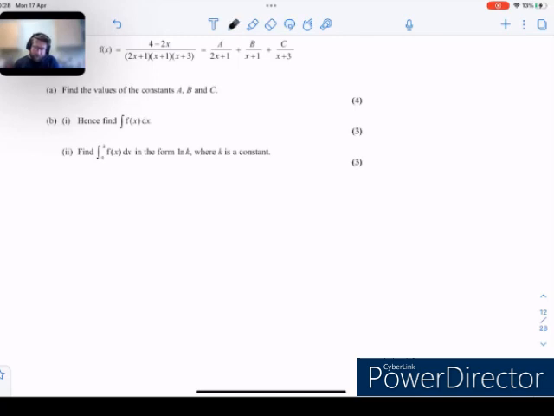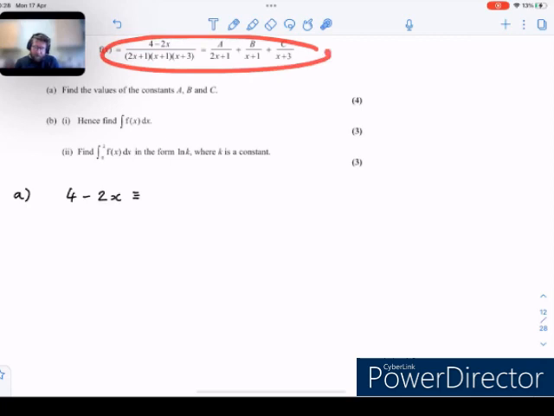Okay, so for part A, we're going to write this as partial fractions. So in general, this is the equation that we're starting with. We're starting with saying that it can equal three separate fractions. And what we do in order to get from this stage to the stage where we can start doing things, we multiply both sides by this denominator.